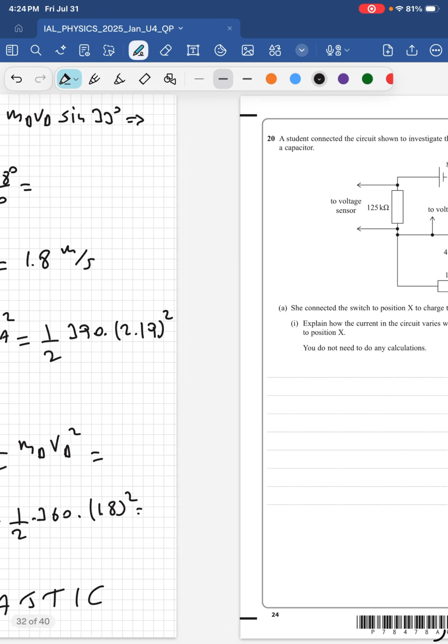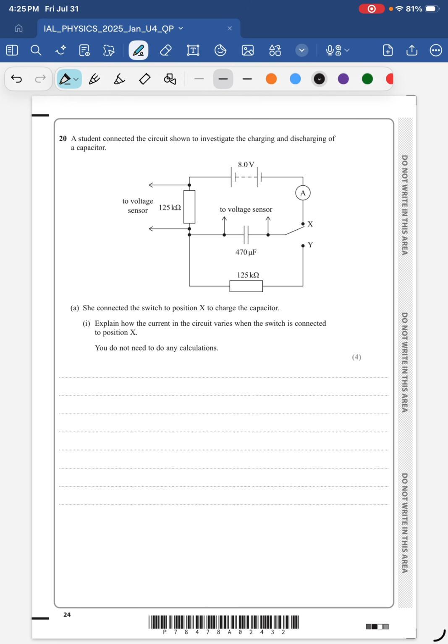So let's move on. Question 20: a student connected the circuit shown to investigate the charging and discharging of a capacitor. She connected the switch to position X to charge the capacitor. Explain how the current in the circuit varies when the switch is connected to position X. You do not need to do any calculations. So another writing problem. I mean, there were too many in this test, I feel.